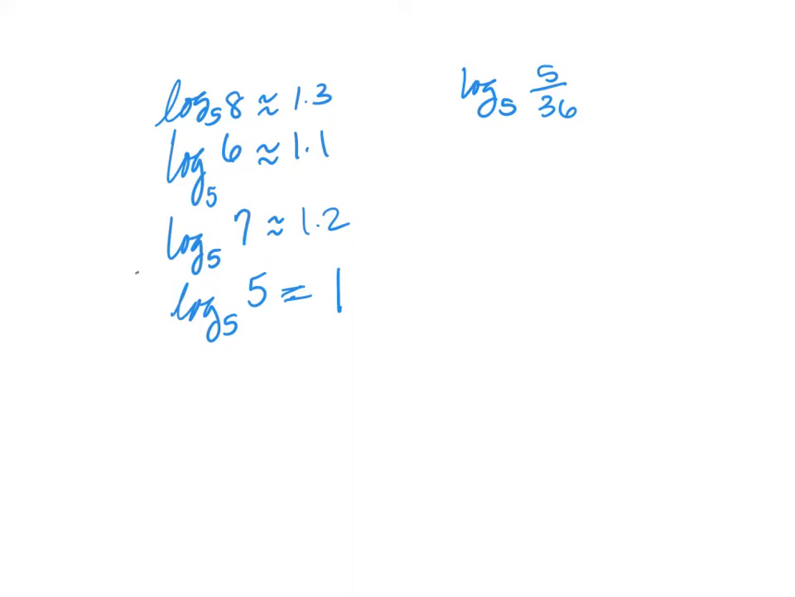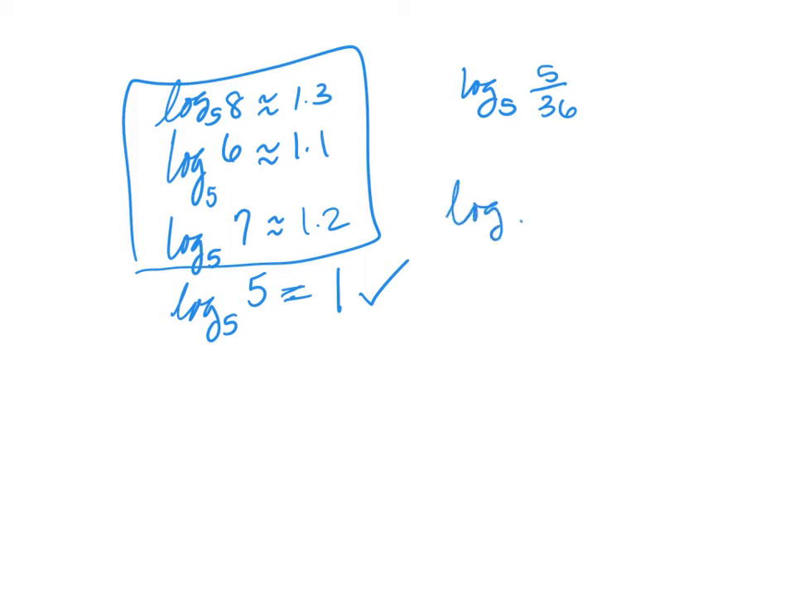So on this one, they gave you these 3 clues, but we add this one here, and that'll help us. So it's going to be log base 5 of 5 minus log base 5 of 6 minus log base 5 of 6, and that should get you your answer. Because the 36 is downstairs. So it's log base 5 of 5, and then over 6 times 6.